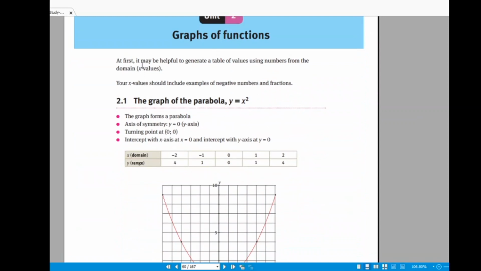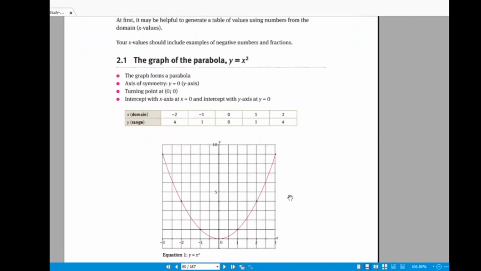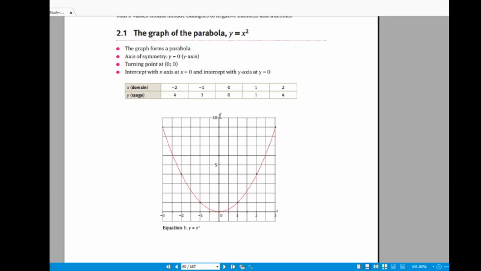Alright, but at first it may be helpful to generate a table of values using numbers from the domain, which are the x values. Your x values should include examples of negatives and fractions. The graph of the parabola y equals x squared is this graph here. The graph forms a parabola. The axis of symmetry is the line x equals 0. And your x values are the domain and your y values are the range.